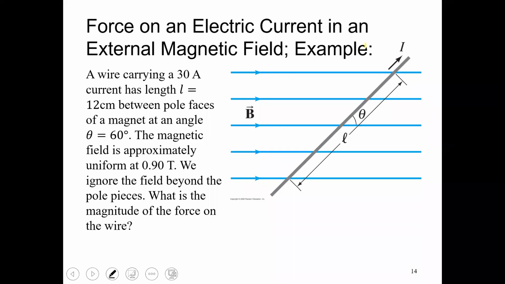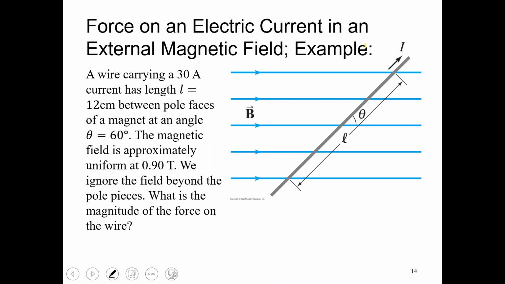Welcome to part 3 of chapter 29. We're going to take a break from lecture and do some examples. So our first example is the force on an electric current in an external magnetic field. We're going to use the equation I just introduced in part 2 of this lecture series.